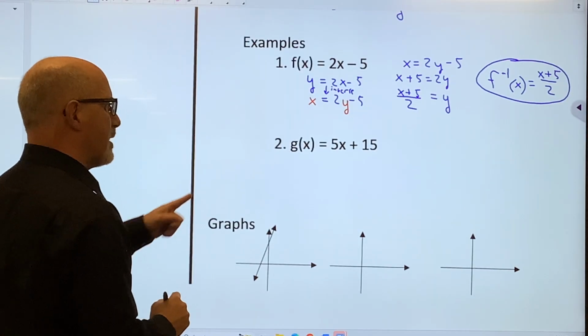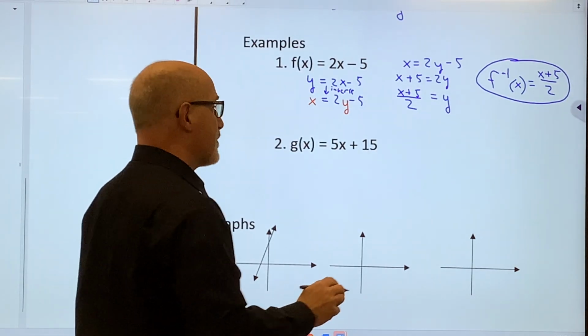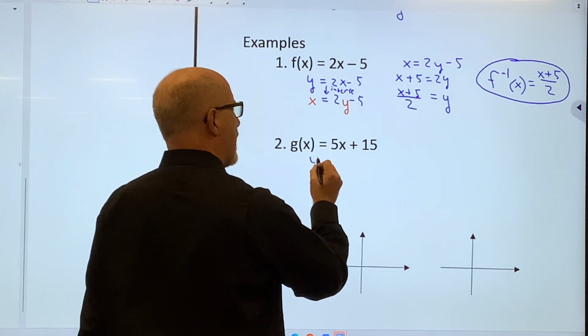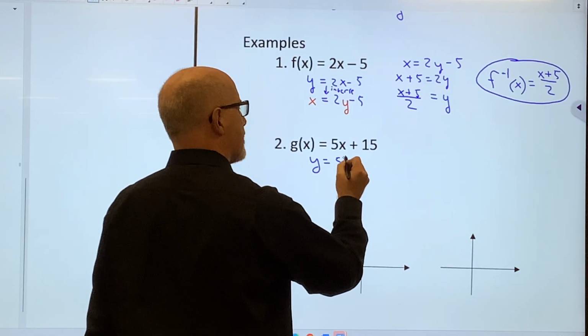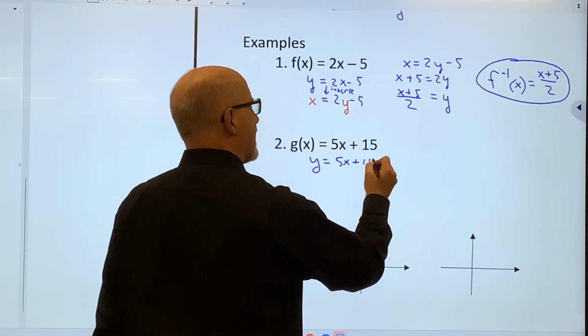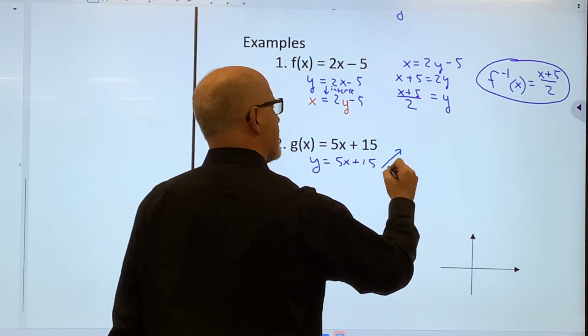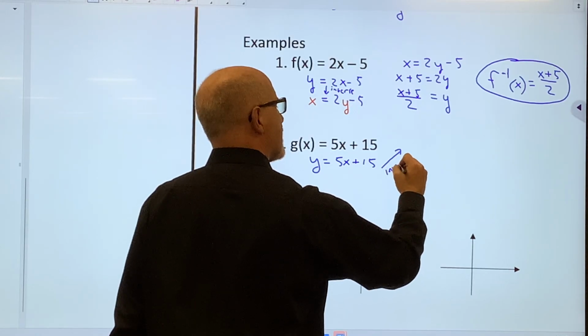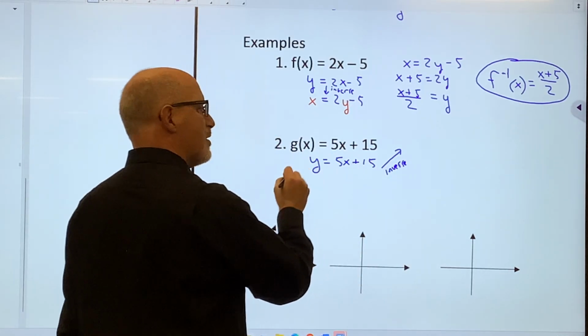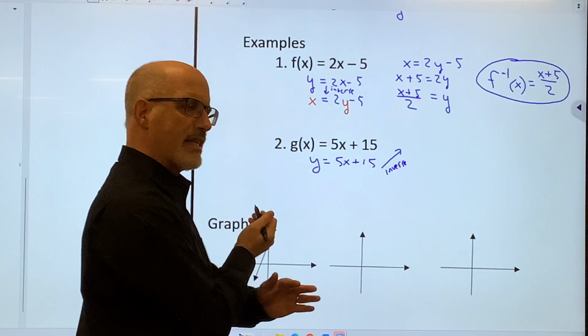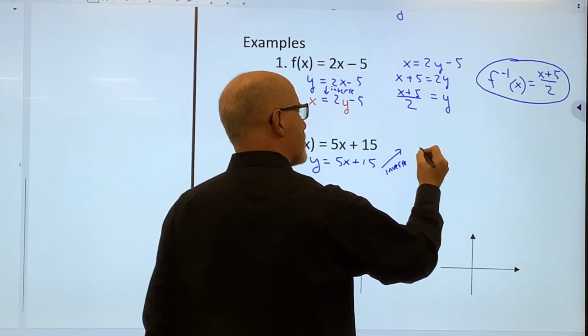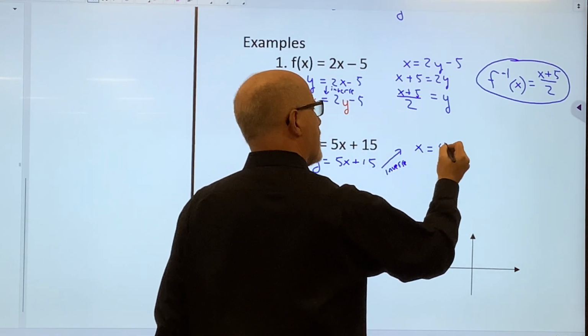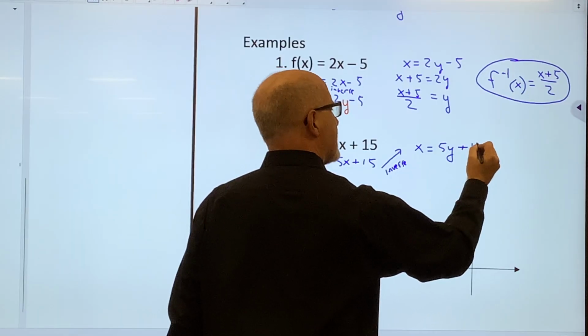All right, let's do another one here. Let's do this g of x. So the first thing I do is make it y equals 5x plus 15. The next step is I'm going to do the inverse by having the x and the y swap places. That's the act of making it the inverse. So x is going to equal 5y plus 15.